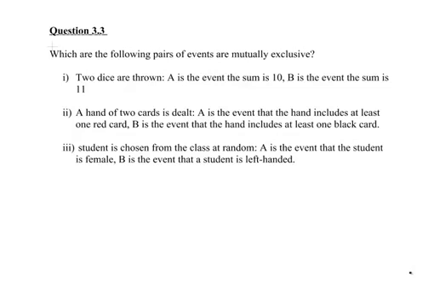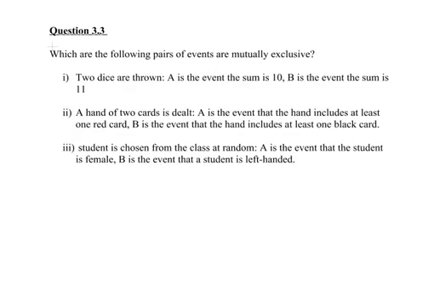So, suppose we have two dice and we want to sum up the numbers that are given by the dice rolls. A is the event that the sum is 10, and B is the event that the sum is 11. Is that mutually exclusive? Well, in that case, yes, it is. You can't get 10 and 11. Okay, so that's a yes.